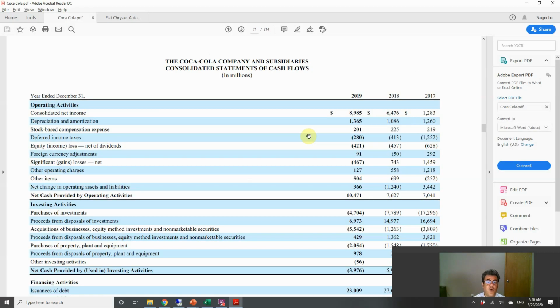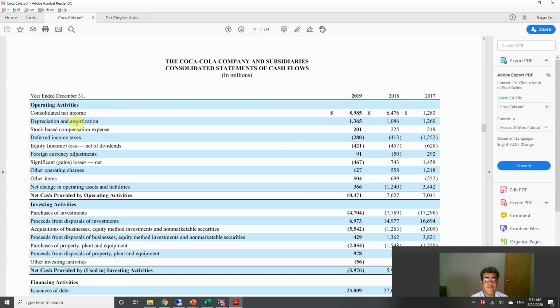Let's go here. Coca-Cola company, the statement of cash flows, they are on page 71. And the indirect method, the most important one is the operating activities. Let's check how it works. We start with the net income, almost $9 billion. It is in million dollars here. And then we adjust it with the non-cash revenues, expenses, gains or losses.